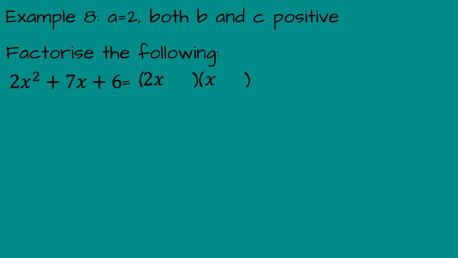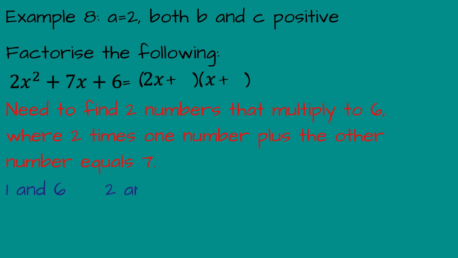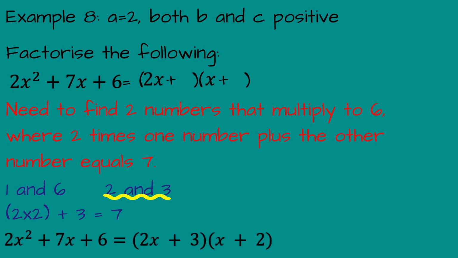As both b and c are positive, you need to find two positive numbers, one to put in each of the brackets. As before, we need to find two positive numbers that multiply together to make 6, as c is 6, but this time we need to work out two numbers, where 2 times one number plus the other add to 7. Positive numbers that multiply to 6 are 1 and 6, and 2 and 3. As 2 times 2 plus 3 is 7, the equation factorizes to 2x plus 3 times x plus 2.